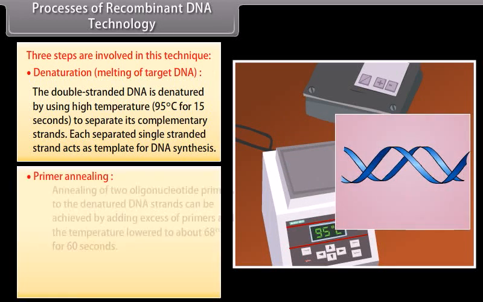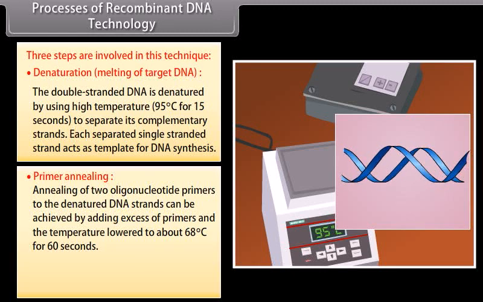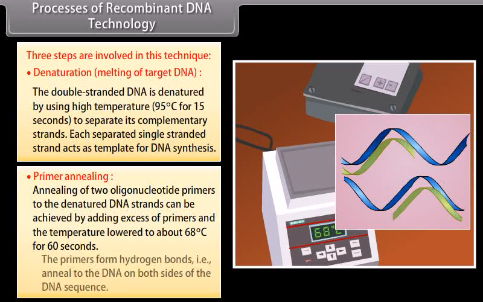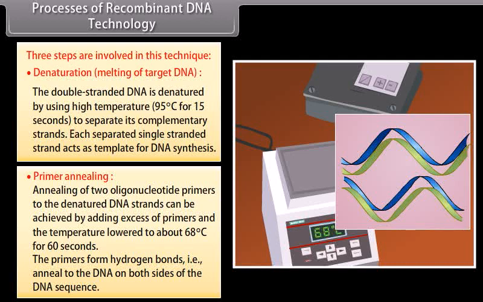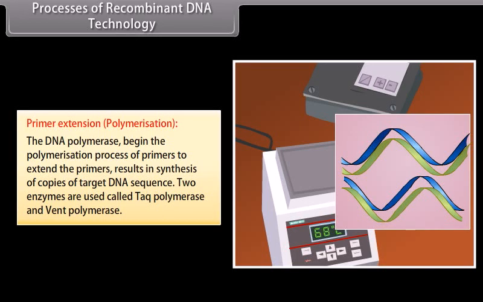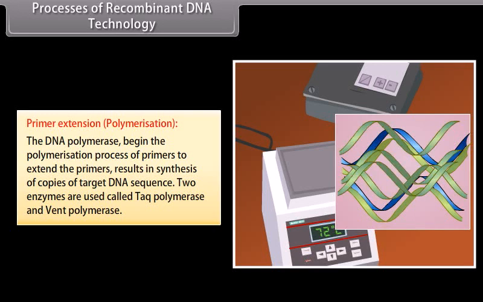Primer annealing. Annealing of two oligonucleotide primers to the denatured DNA strands can be achieved by adding excess of primers and the temperature lowered to about 68 degrees Celsius for 60 seconds. The primers form hydrogen bonds and are annealed to the DNA on both sides of the DNA sequence. Primer extension, polymerization. The DNA polymerase begins the polymerization process to extend the primers, which results in synthesis of copies of the target DNA sequence. Two enzymes are used, called Taq polymerase and Vent polymerase.